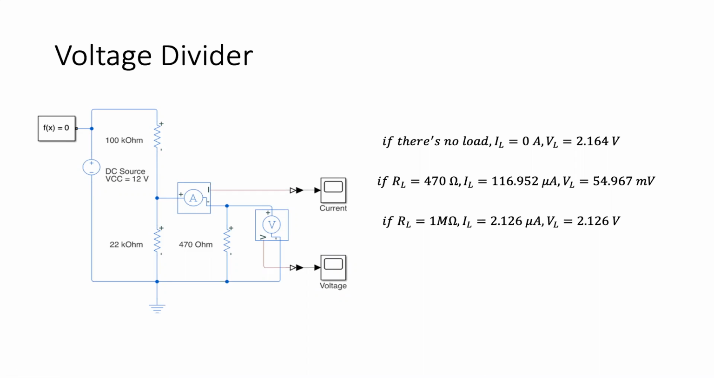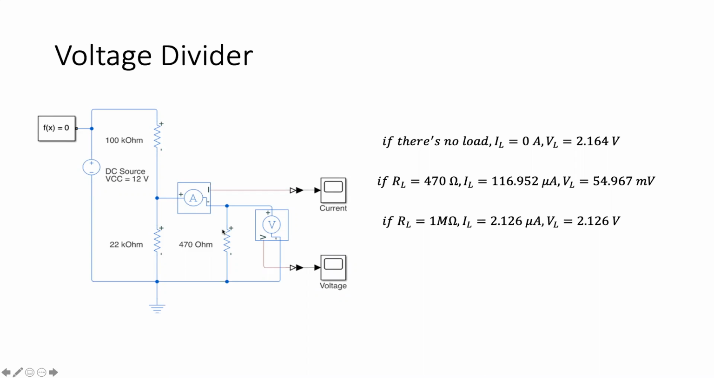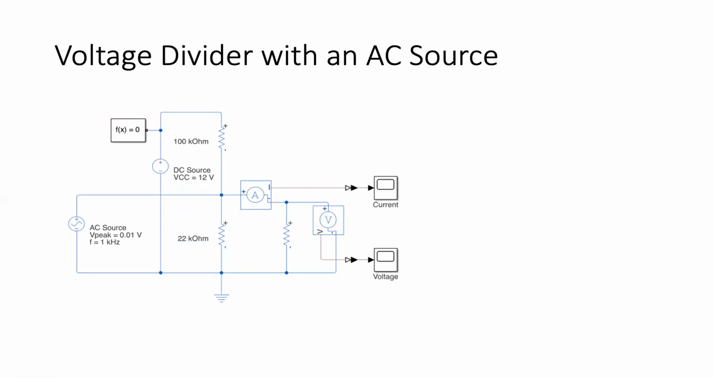Okay, so basically ang idea lang dyan is just to select a load such that walang loading effect. Such that ang output voltage pa rin is 2.164 across the 22 kilo ohm resistor. Okay, so that's for part 2. What about for part 3?